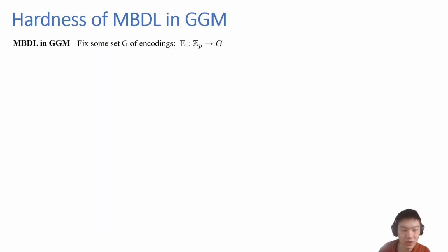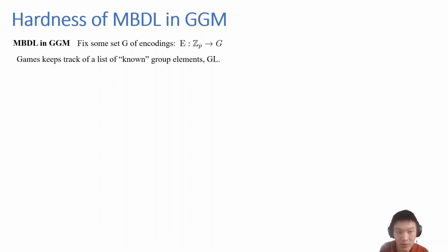We now discuss briefly how we justify the hardness of MBDL in the generic group model. Formally, in the generic group model, fix a set of strings G, and the game shall sample a random injective encoding function, mapping each element from Z_p to some string in G. The game keeps track of a list of encodings GL, representing the set of elements that's known to the adversary.